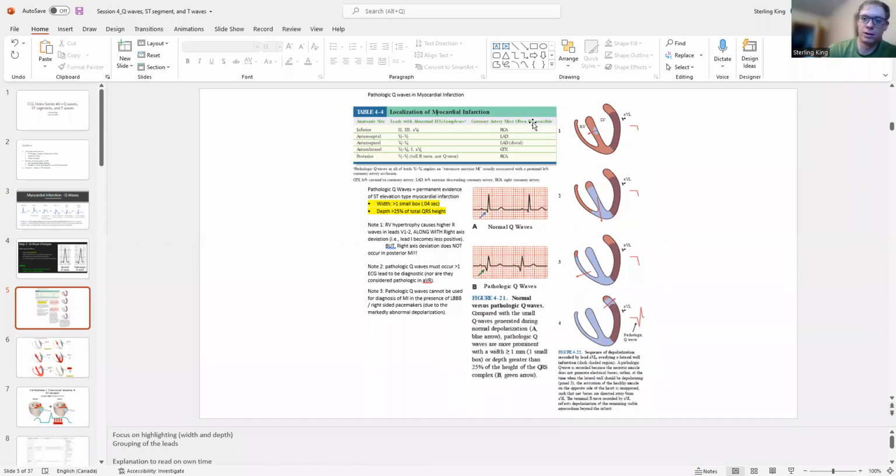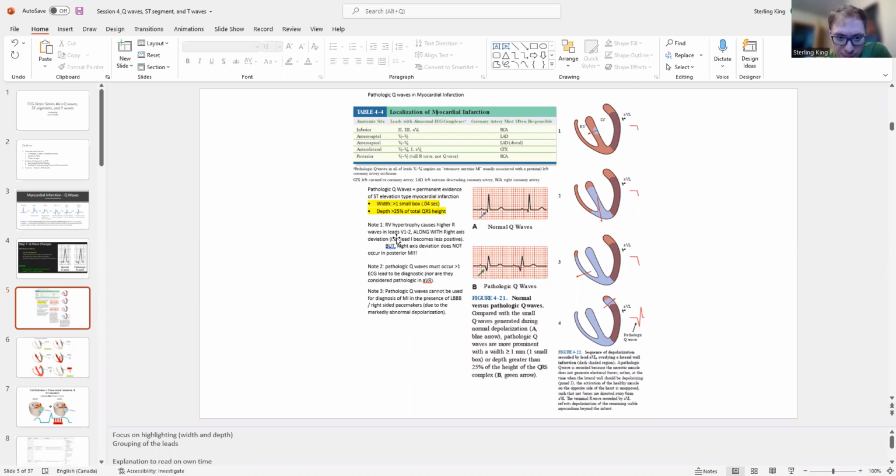Now we're good. Okay, so if we're looking at Q waves, we're looking at a width greater than one small box, so 0.04 seconds, and a depth greater than a quarter of the total QRS height. So you can see this is normal. You can see this one is a box wide, about a box deep. That's the shorthand I like to use.